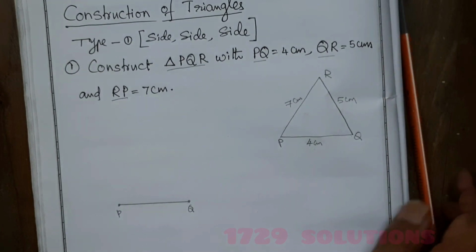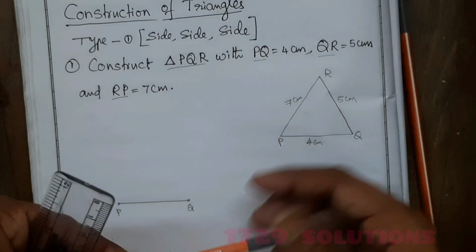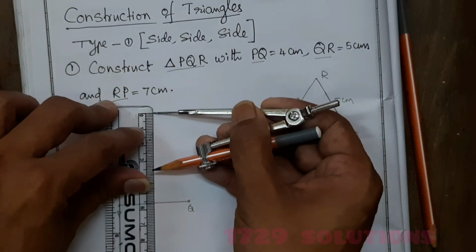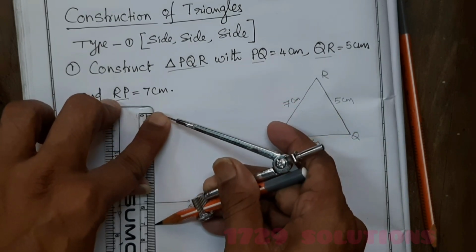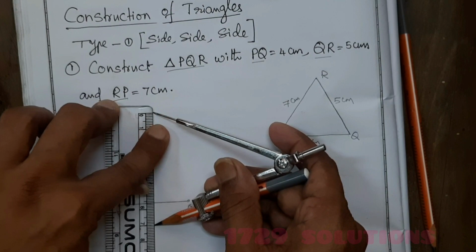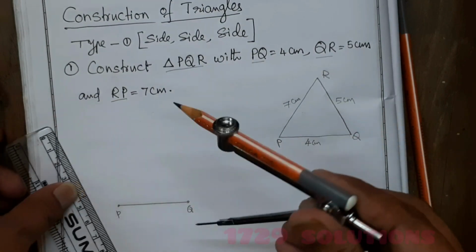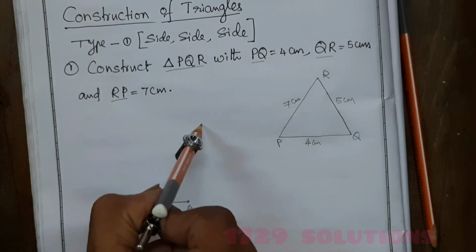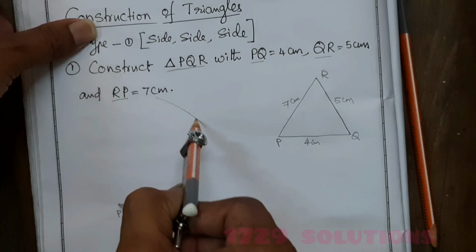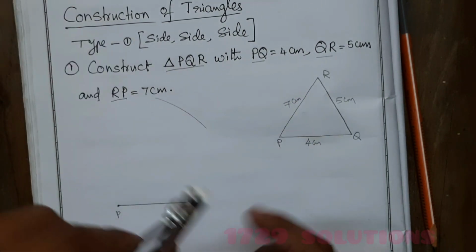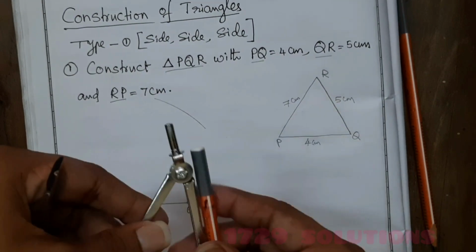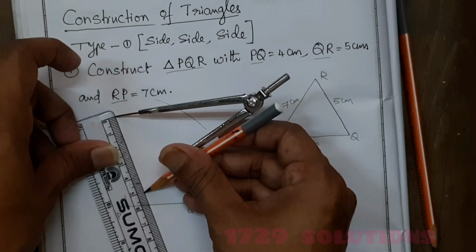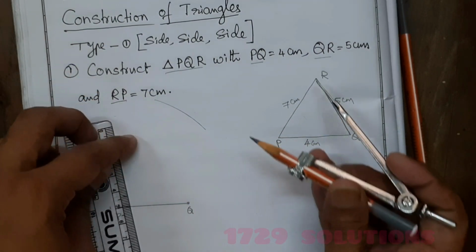Now take the compass and measure 7 centimeters with your scale and compass. See the 7 centimeters measurement. Very good. Now draw from P. There is one arc. Draw one arc from P. Now we should take another arc from Q of 5 centimeters. Yes, this is 5 centimeters, 0 to 5. Now draw from Q.